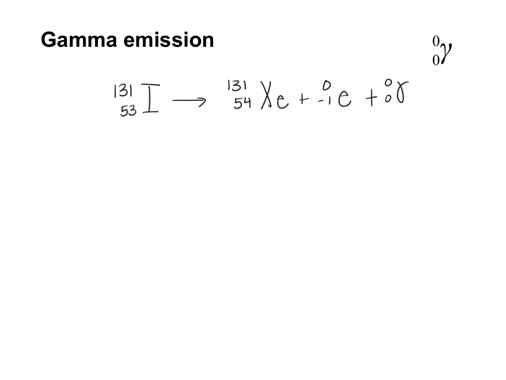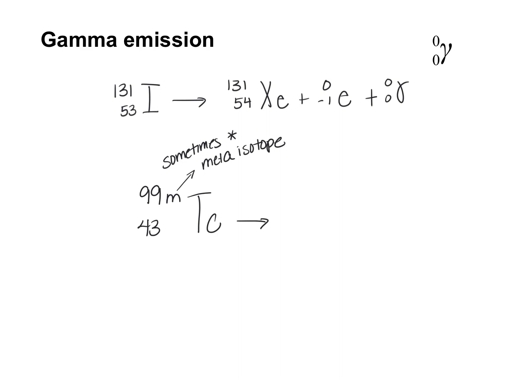Sometimes it'll be the only thing produced, and when it's the only thing produced, a lot of times you'll see an m here or sometimes an asterisk, sometimes a little star, okay? And this just says, look, it's a meta isotope. So we've got technetium-99m, 43 technetium here. And what that does is when it undergoes the decay, it's going to go to technetium-99, 43. So nothing changes, but the m goes away and you have a gamma there.